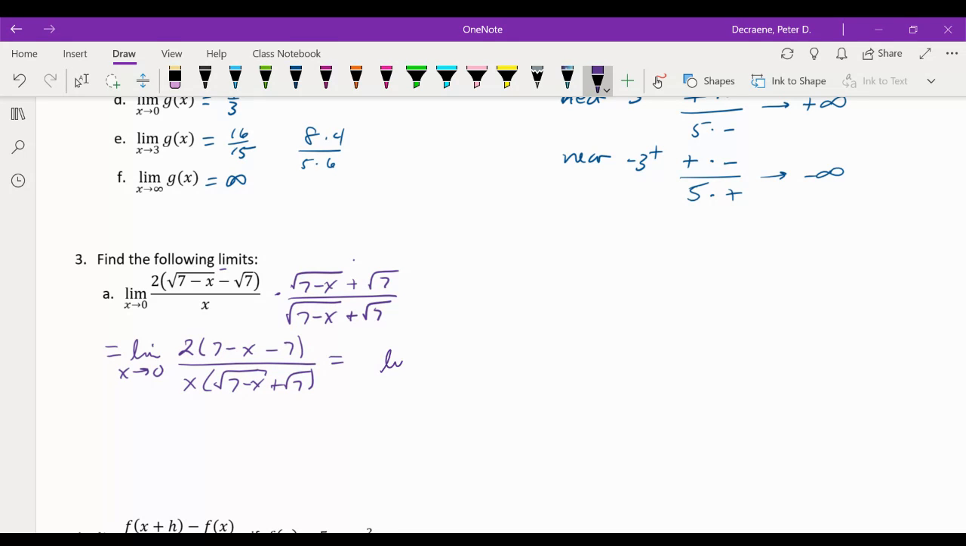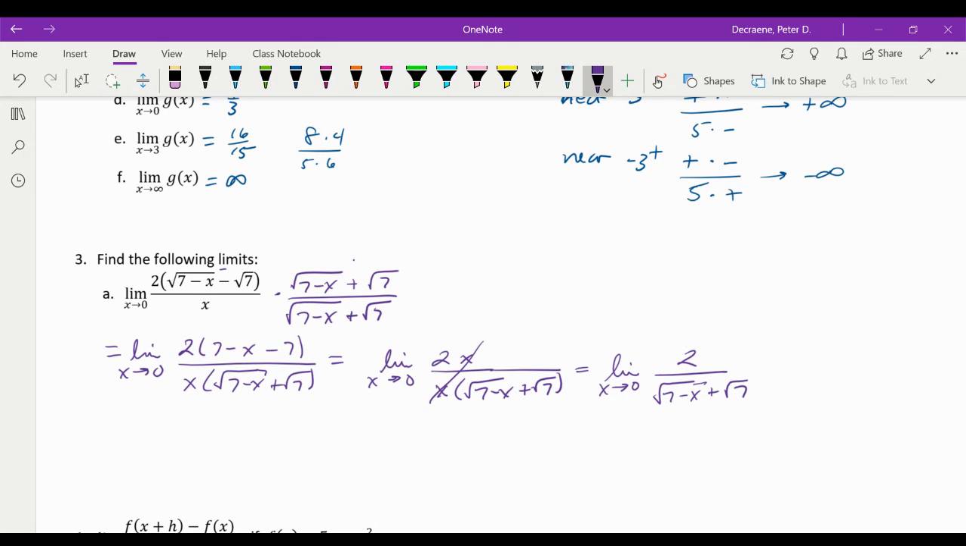So let's see, that's going to be the limit as x goes to 0 of, oh, that's nice, that's just 2x in the numerator, x times root 7 minus x plus square root 7. And look at that, the x's divide out to 1, and I get the limit as x goes to 0 of 2 over root 7 minus x plus root 7.